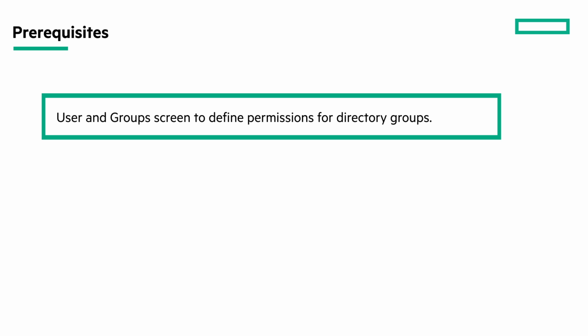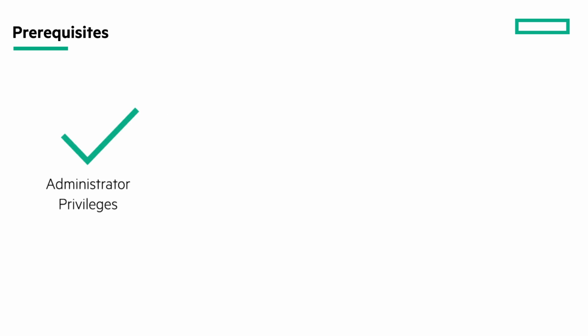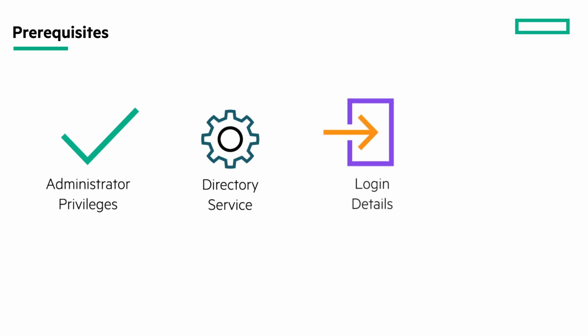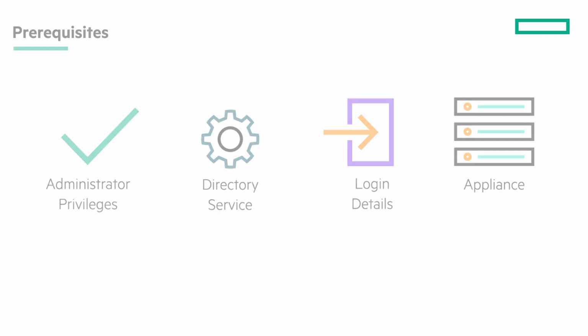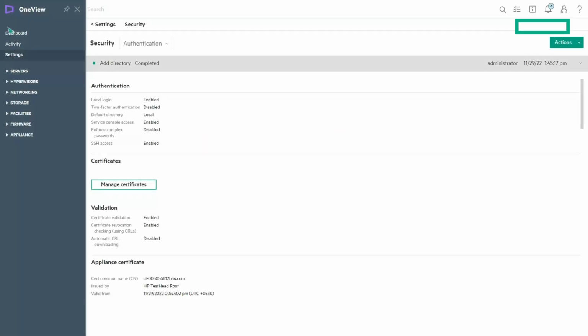Before you begin, ensure the following prerequisites are met to add users and groups. You must have infrastructure administrator privileges. The group must exist in the authentication directory service. The credentials of a directory service user must be available. The appliance uses these credentials to confirm the user's permissions to access it. The directory service must be added to the appliance. From the main menu, select Appliance and click Users and Groups.